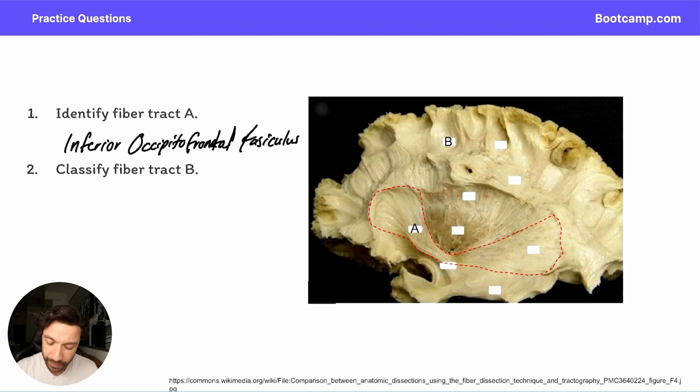And then B, this is going to be close to that outer gray matter area, the outer cortex. And you can see these little fibers. They're not dipping that far down. They're actually connecting pretty close areas. These are going to be those short association fibers extending between adjacent gyri. So B right here, these are going to be short association fibers.